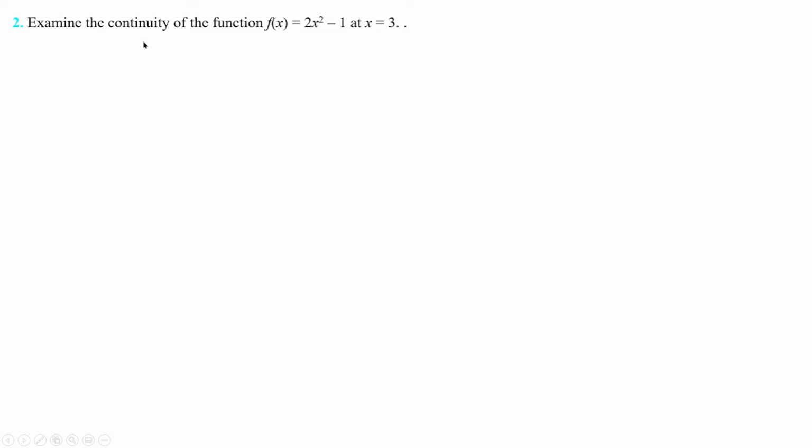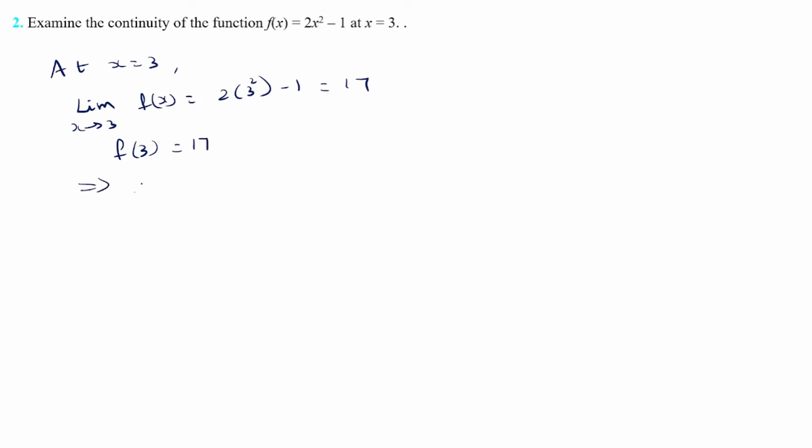Next question, examine the continuity of the function f of x is equal to 2x square minus 1 at x is equal to 3. So here at x is equal to 3, we have limit x tends to 3 f of x as 2 into 3 square minus 1. So it is 18 minus 1, 17. And f of 3 is also equal to 17. So from this we have limit x tends to 3 f of x equal to f of 3. Therefore, f of x is continuous at x is equal to 3.